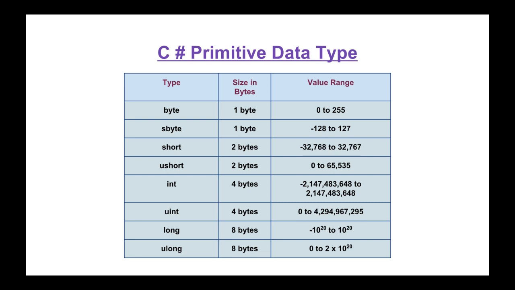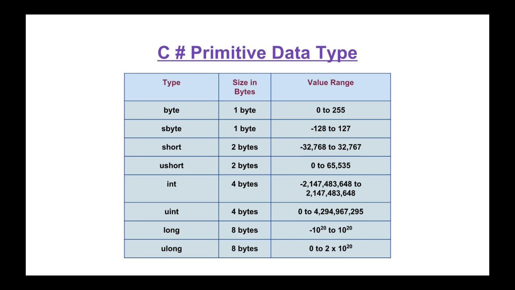So for instance, if I want to declare the age of a person, the best data type for it would be byte, because it is unnecessary to use integer, for example, which holds 4 bytes and all this number that you see here, over 2 billion, to declare the age of a person. The age of a person ranges between 0 to maybe 120, and byte holds 0 to 255. That's more than enough.